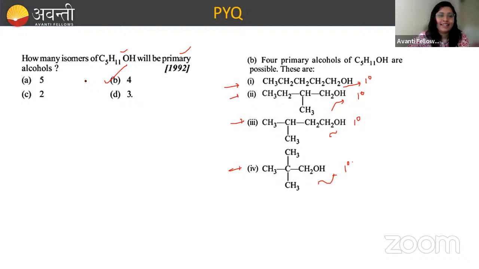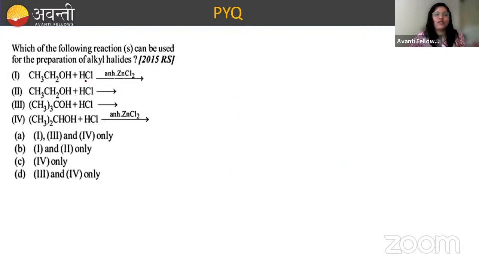Next, which of the following reactions can be used for the preparation of alkyl halides? So there are 4 reactions given, and with the help of which reaction can we prepare alkyl halides? The first reaction is given with anhydrous ZnCl2.